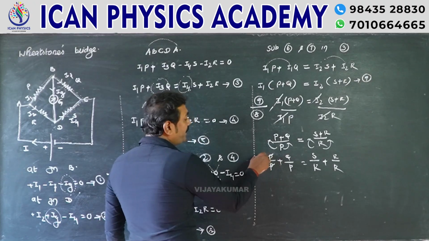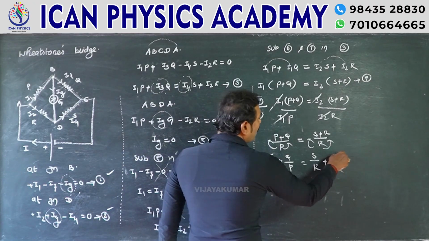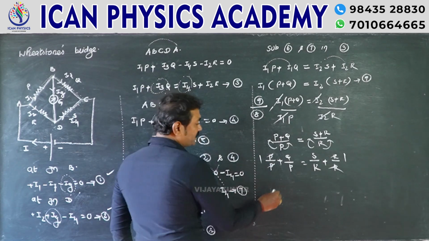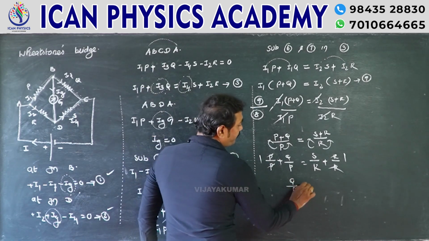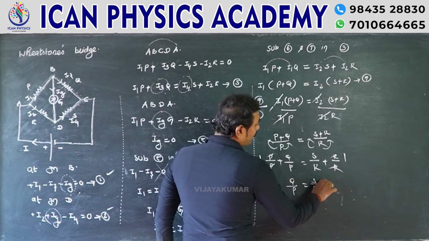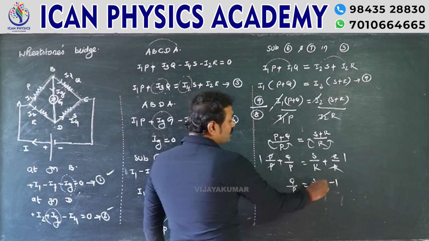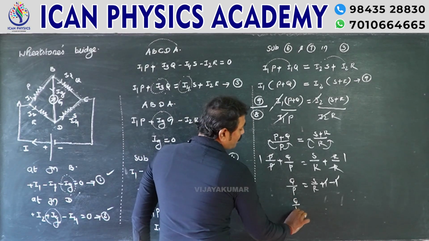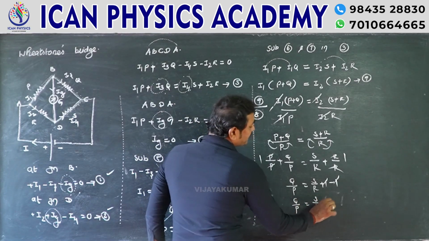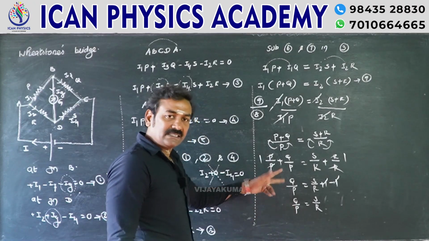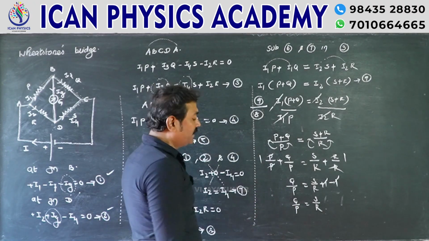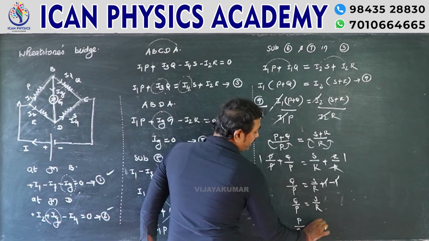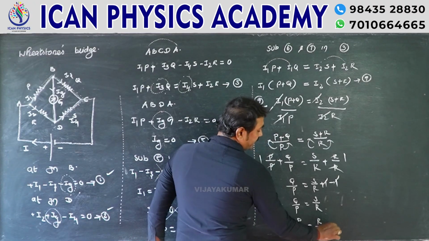Now P getting cancelled, R getting cancelled. Now the plus 1 goes to the right side as minus 1. So Q by P equal to S by R plus 1 minus 1. So the plus 1 minus 1 getting cancelled. So Q by P equal to S by R. Now take the reciprocal of the value. So when you take the reciprocal, it becomes P by Q equal to R by S.